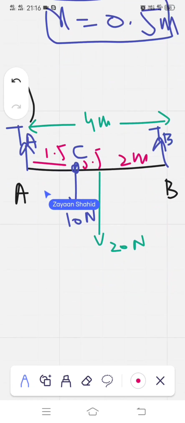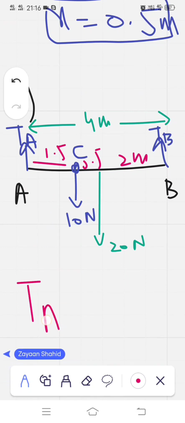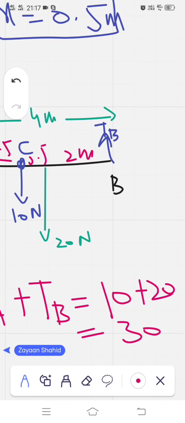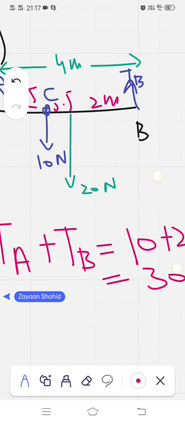Okay, magnitude of the strings. So T, tension in string A, tension in string B, we have written. So we write the vertical resolution. Tension in the string A and B in the upward direction is equal to the two weights that are downward, so 10 plus 20, which is equal to 30. Now let's take the moment about the point A.